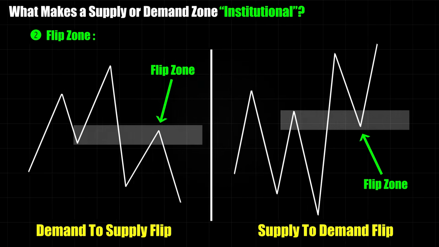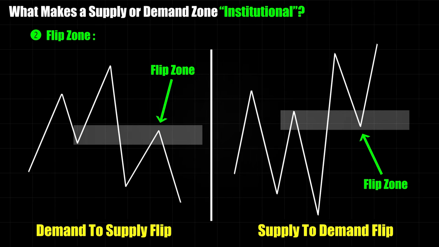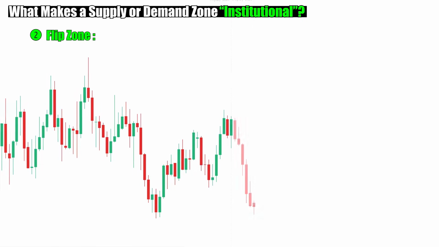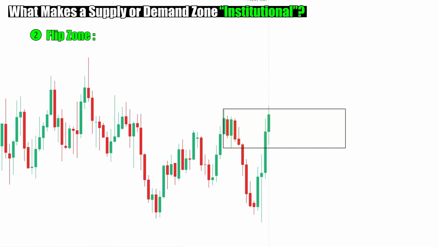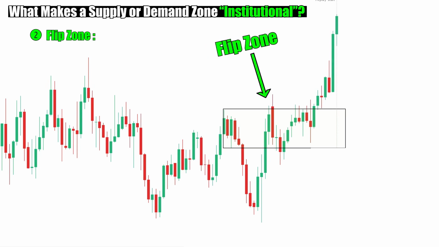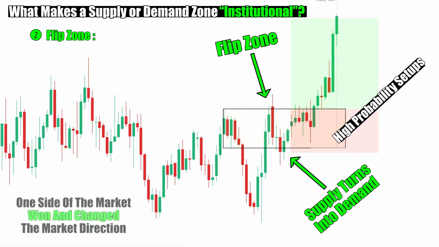2. Is it a flip zone? This occurs when the control shifts from one side to the other, supply turns into demand, or vice versa. You must clearly see this shift play out. First, supply is in control, causing a move lower. Then, price returns to the supply zone, but this time it fails to make a new low. Instead, strong buying pressure steps in, overpowering sellers. That kind of pattern confirms a flip where supply is turned into demand. And these are often high probability trade setups because you're trading from a level where a clear battle occurred and one side visibly won.